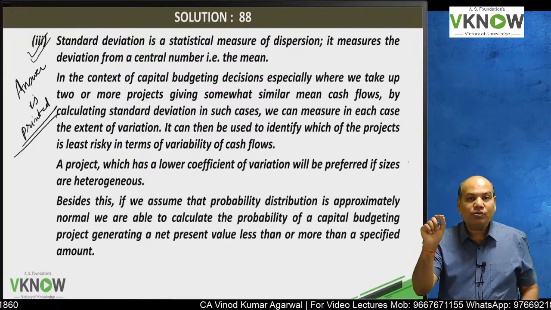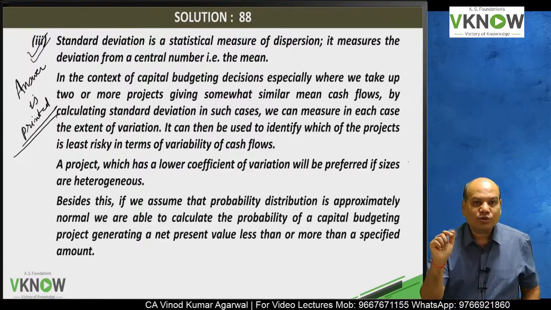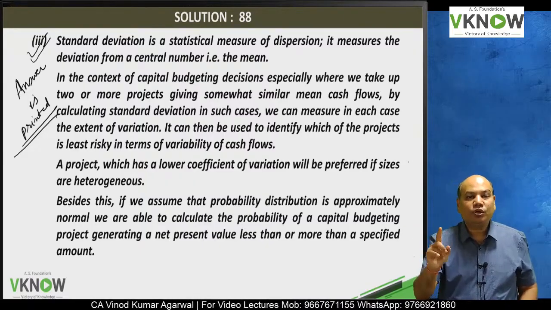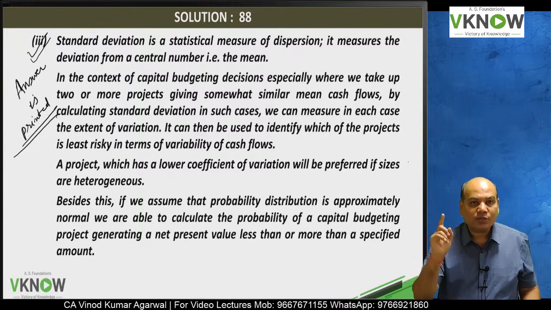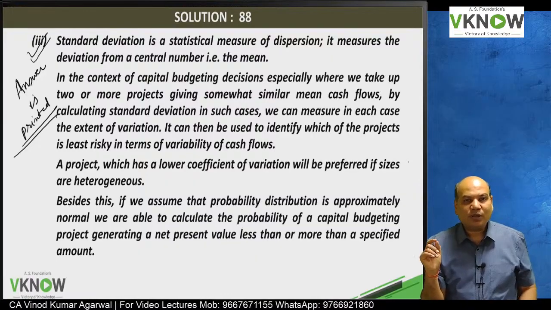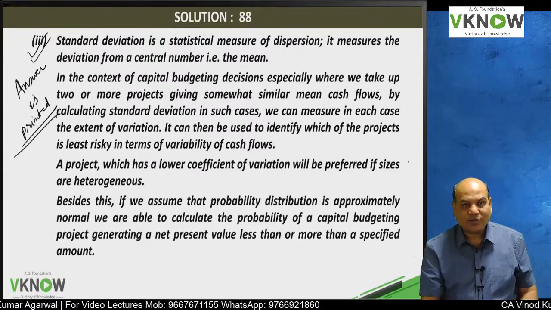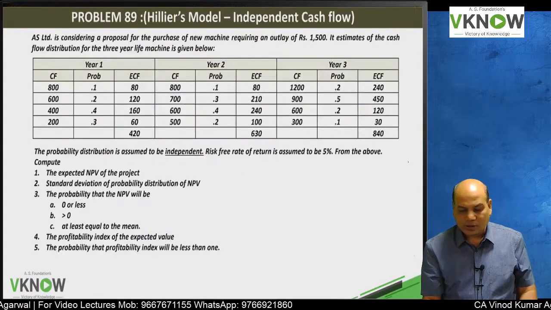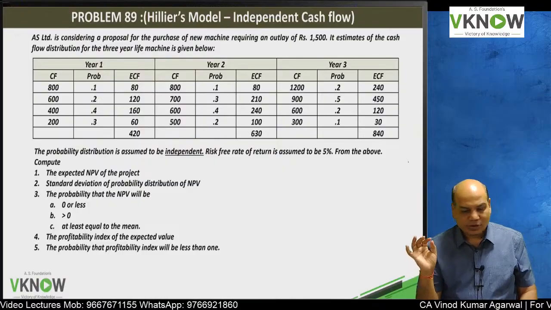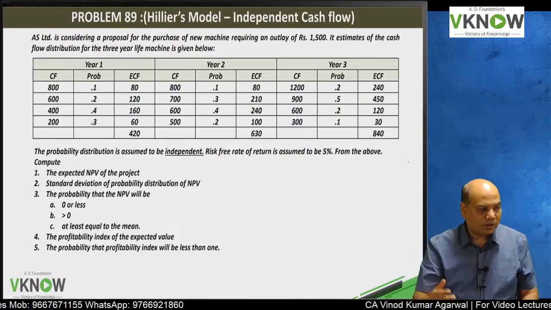Next, we can use standard deviation, expected NPV and normal distribution to compute the probability of various possible NPVs. That time also you will require standard deviation, and based on the probability of various possible NPVs, you will be able to assess the risk better. So that is the benefit of learning standard deviation in capital budgeting. It helps you understand the risk better, compare different options and take more informed decisions.